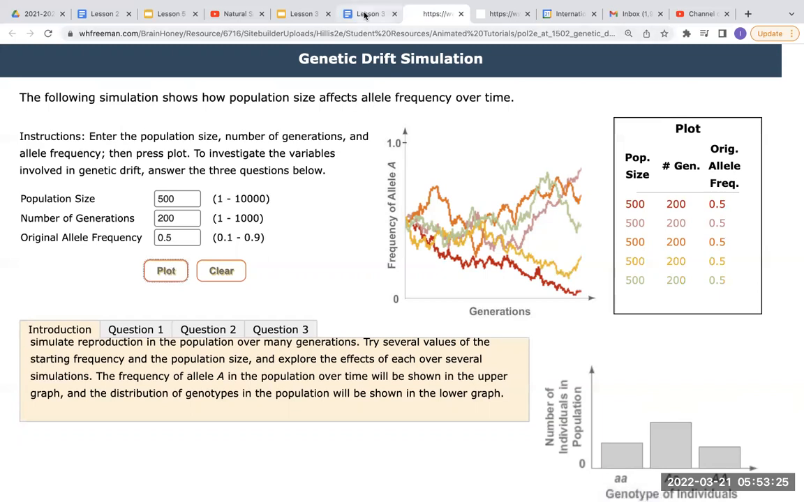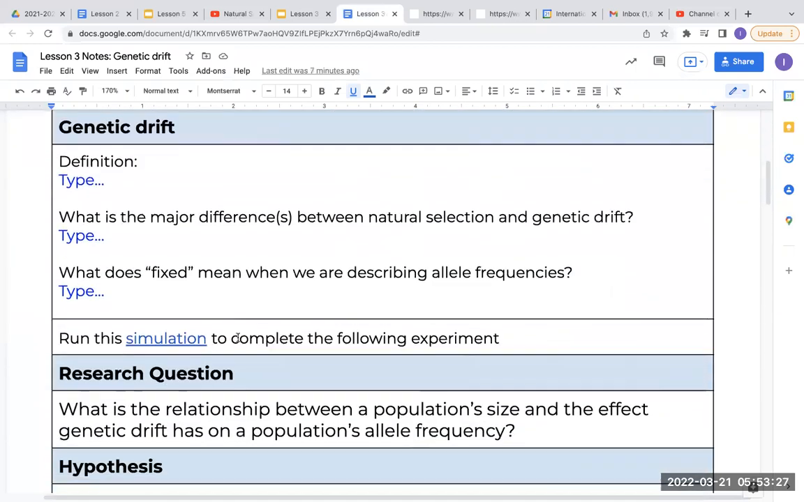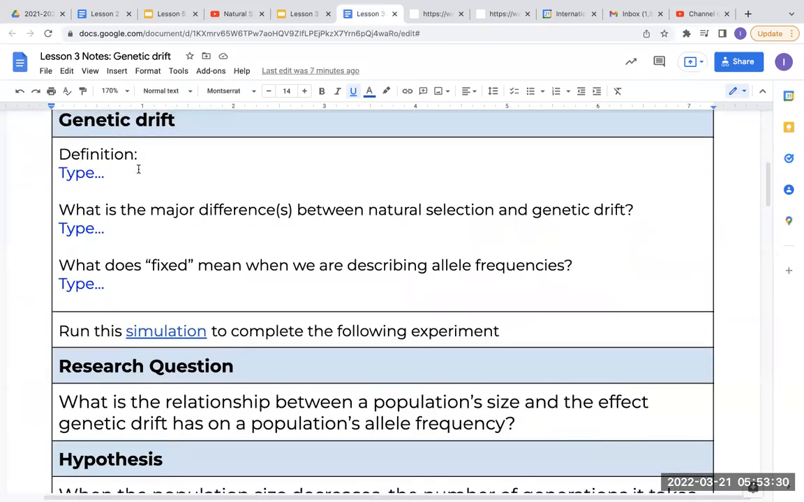All right. So hopefully you have answered the definition question and answered what are the major differences between natural selection and genetic drift. I want you to think about the nature of the alleles. Are they different? Do they have an advantage over each other? I want you to think about whether something's random, by chance, or whether there are selective pressures in it. All right, so pause the video and write those down.